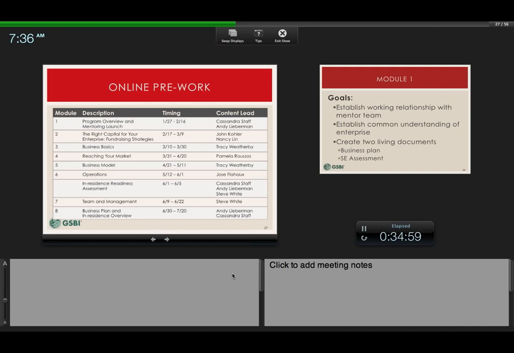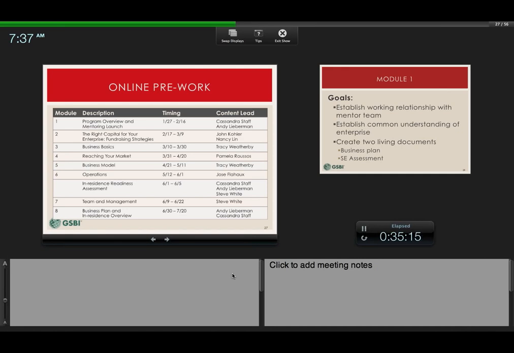And one thing I'll say, I'll get into the specifics of Module 1 in a moment, but all of these modules are to build on work you're already doing. So we know that you have some kind of marketing plan. We know you have a strategic plan.